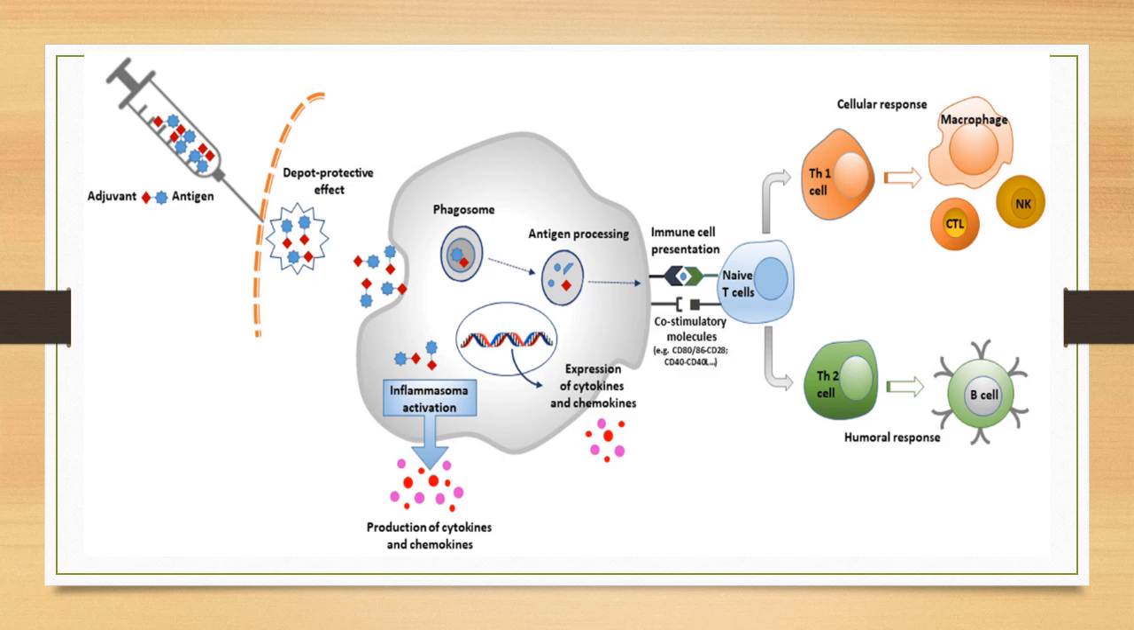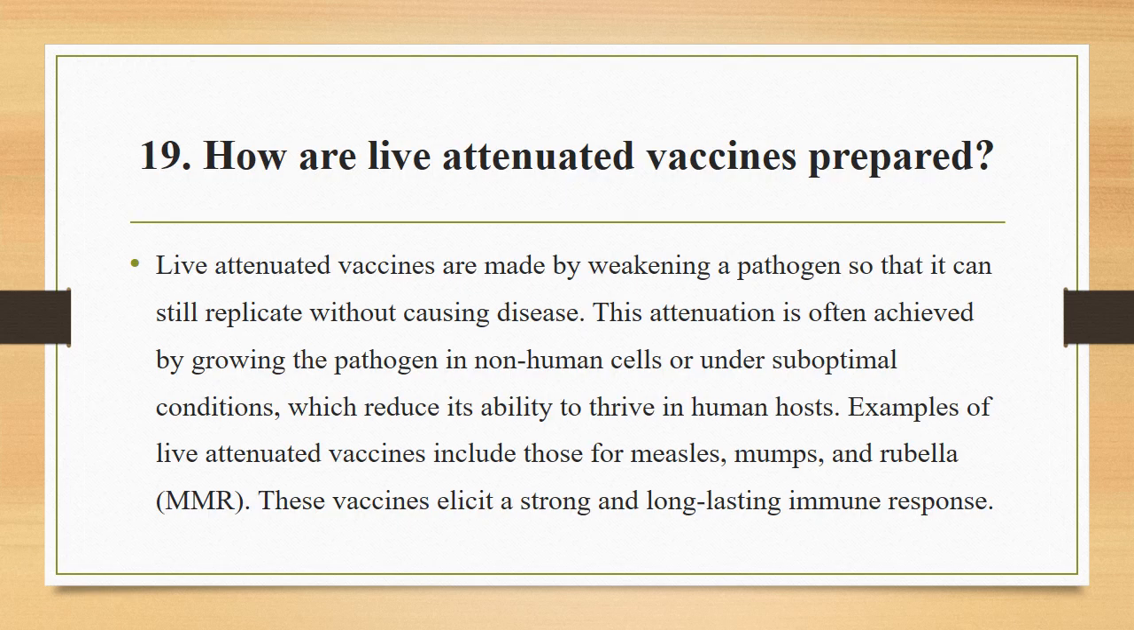Let's go to the question which is how are live attenuated vaccines prepared. First of all, we have talked about vaccines many times, so we are going to see how live attenuated vaccines are prepared. Live attenuated vaccines are made by weakening a pathogen so that it can still replicate without causing disease.